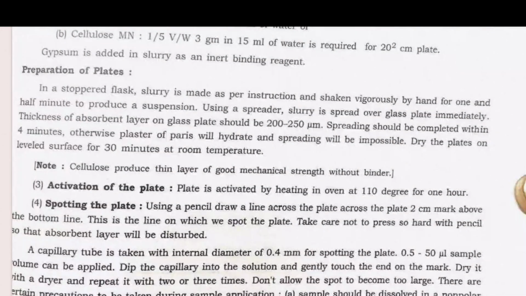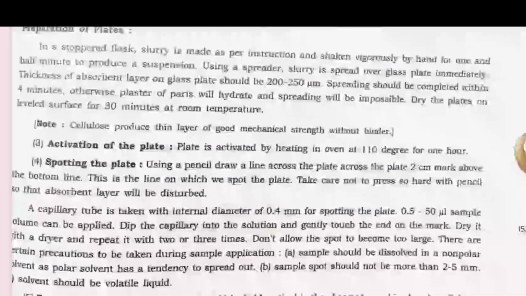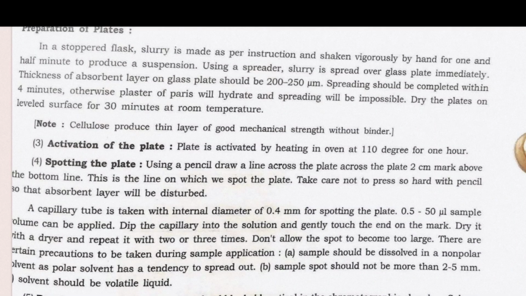Activation of the plate. The plate is activated by heating in an oven at 110 degrees Celsius for 1 hour. Spotting the plate. Using a pencil, draw a line across the plate 2 cm above the bottom. This is the line on which we spot the plate. Take care not to press so hard with the pencil that the adsorbent layer is disturbed.